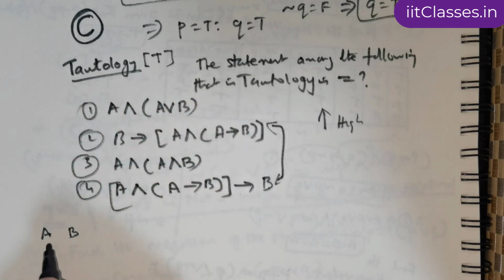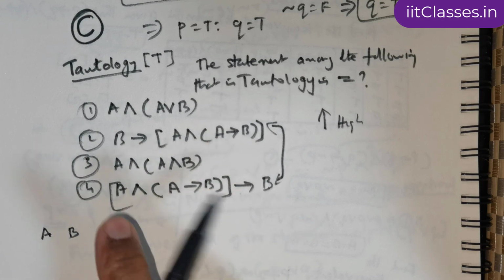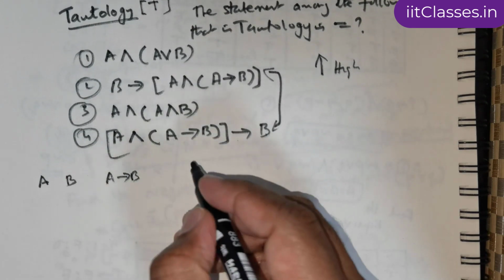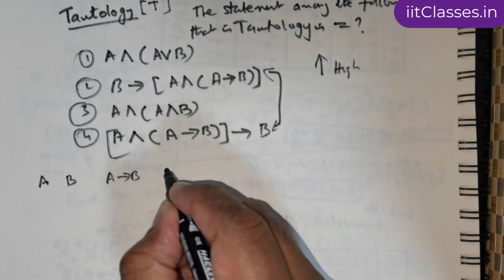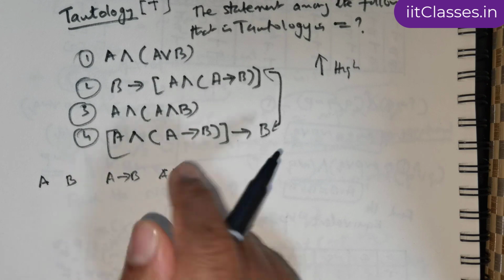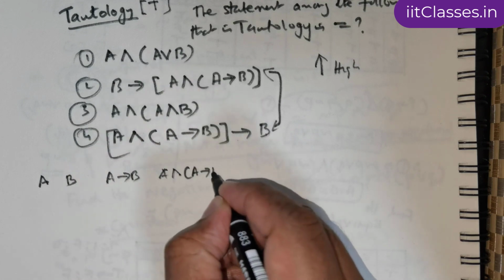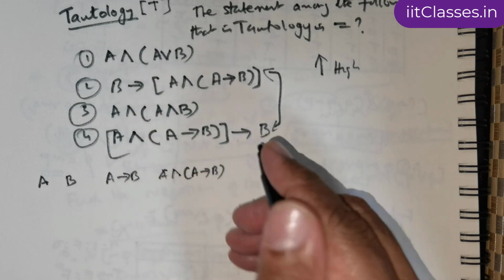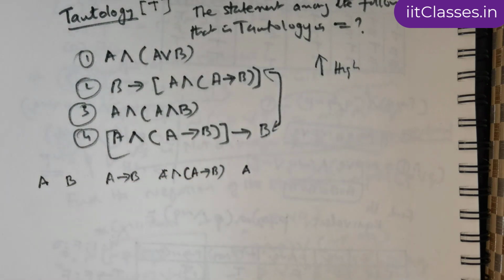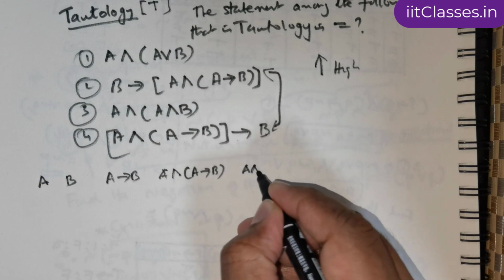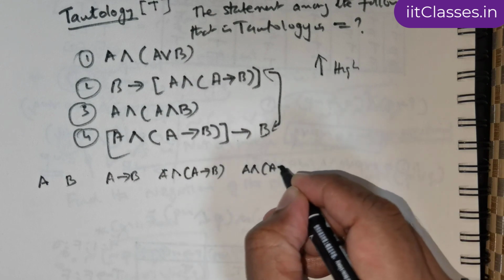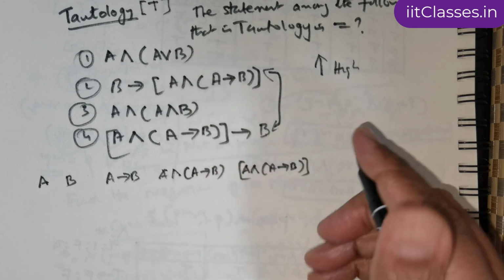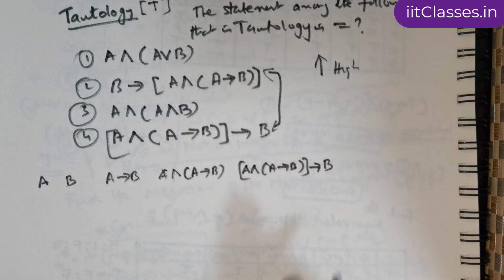So let me take A, B, and then I will check A conditional B, and then I will obtain A conjunction of A conditional B. Then I will obtain this: A conjunction of A conditional B. This entire thing is implied with B.